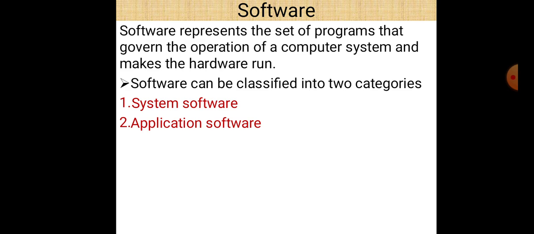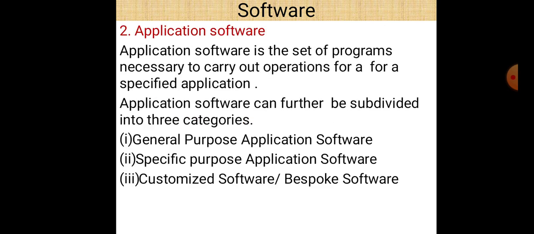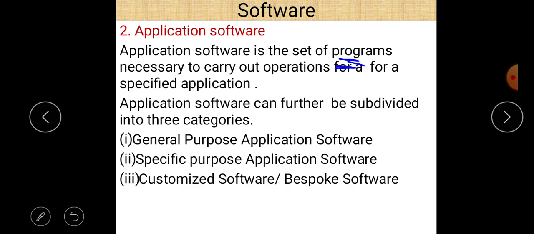So now let us talk about application software. What is application software? Application software is a set of programs necessary to carry out operations for a specified application.